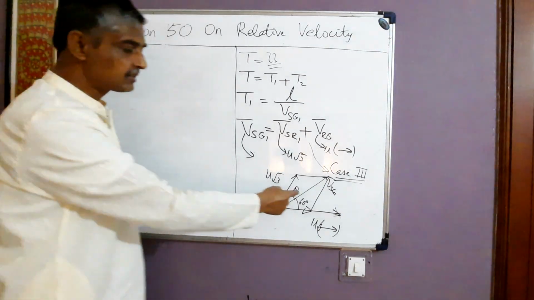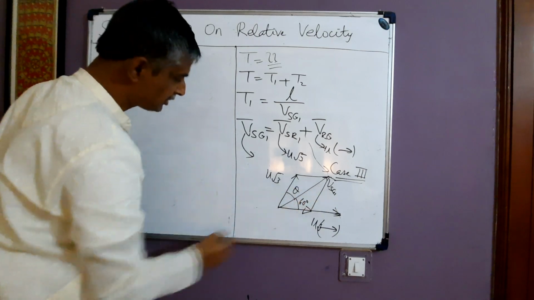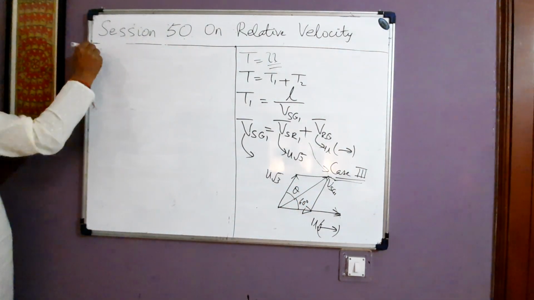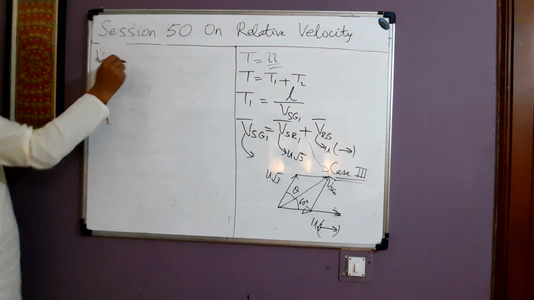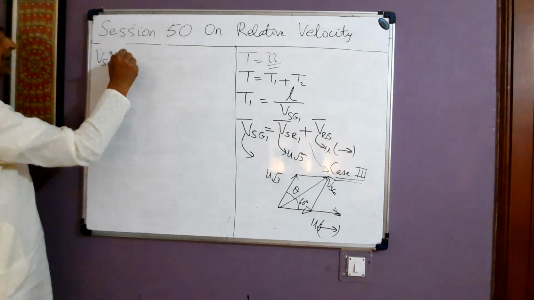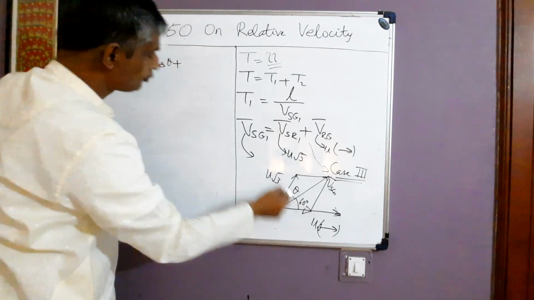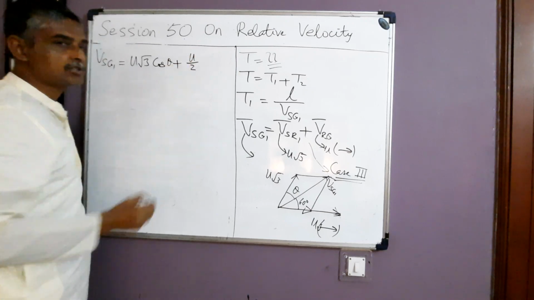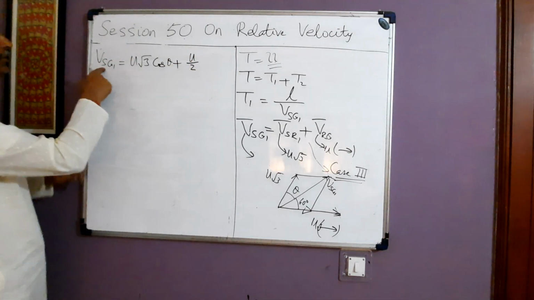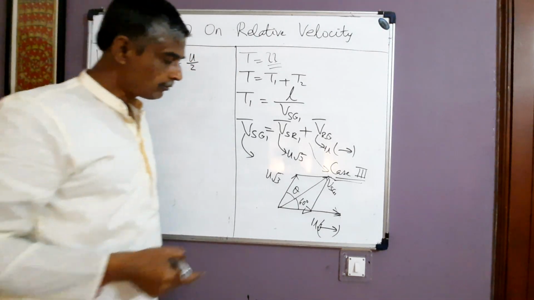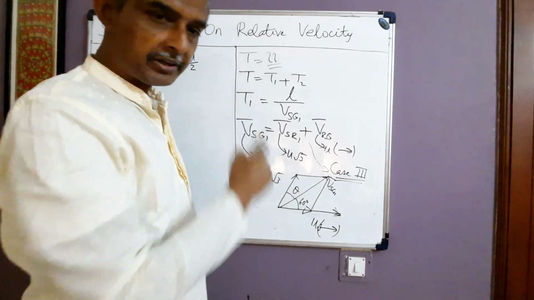So, as discussed in the 49th video, VSG1 will be written as u root 3 cos theta plus u cos 60 degree, which is u by 2. Cos 60 degree is half. Now to find VSG1 we must know theta. For that, again we use the concept discussed in the 49th video.